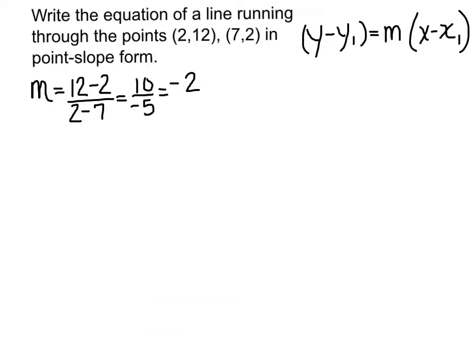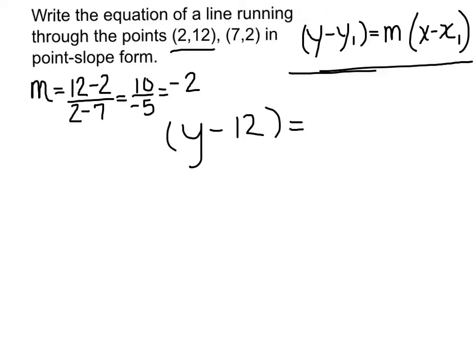Our next technique is writing the equation of a line running through the given points in point-slope form. So using the points, I've already calculated my slope of -2. I'm going to choose one of the points. I'll use (2, 12), and I'm going to just substitute it in to my point-slope form, which is right here at the top of the page. So y minus 12 equals -2 times x minus, whoops, let me get rid of that. It should be x minus 2, parentheses, and you're done.